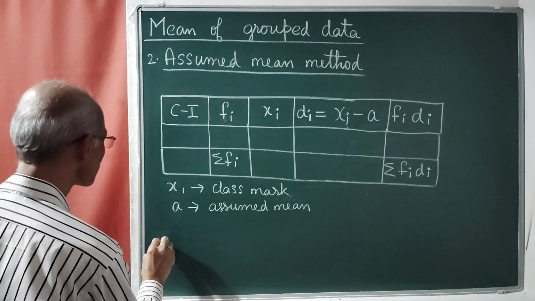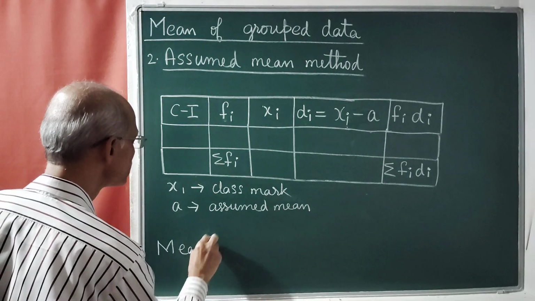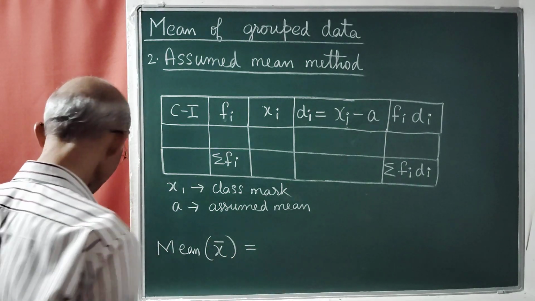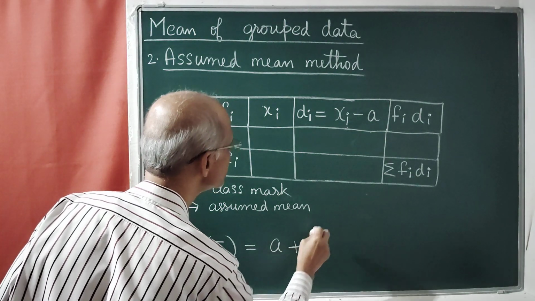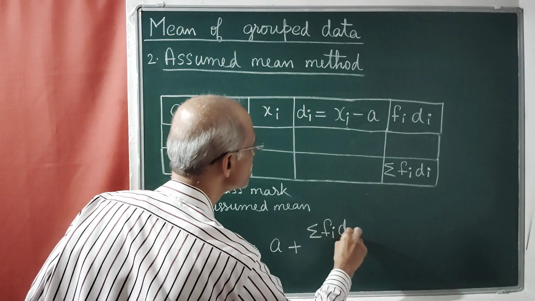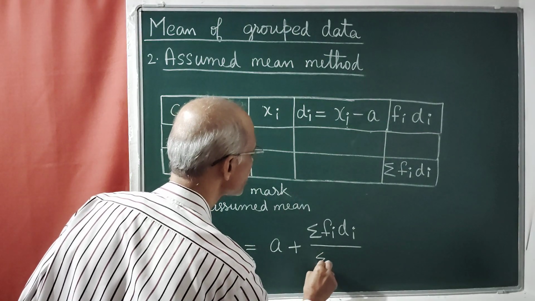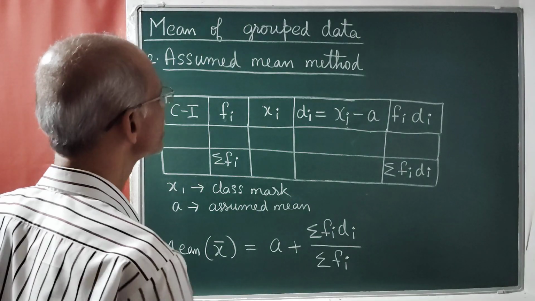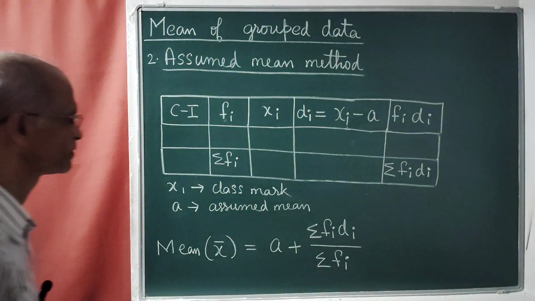Then now the formula for the mean: x bar is equal to a plus sigma fi di by sigma fi. This is the formula: a plus sigma fi di by sigma fi.